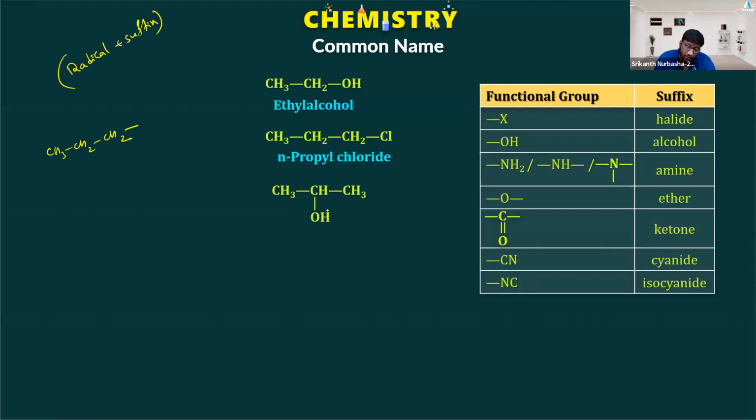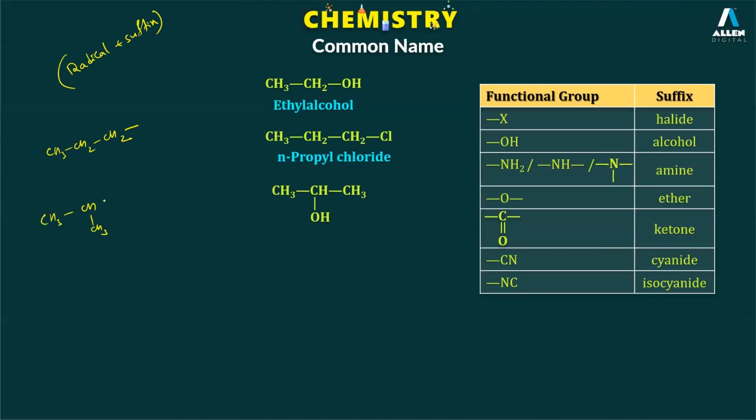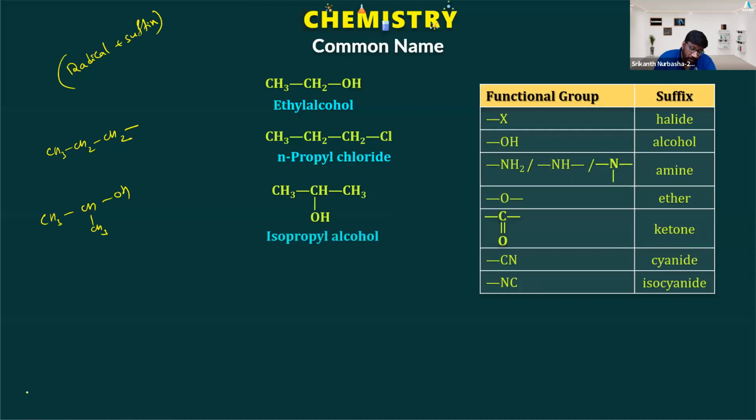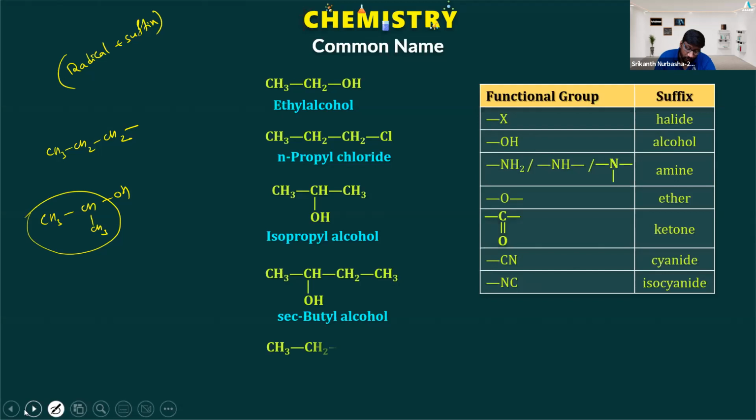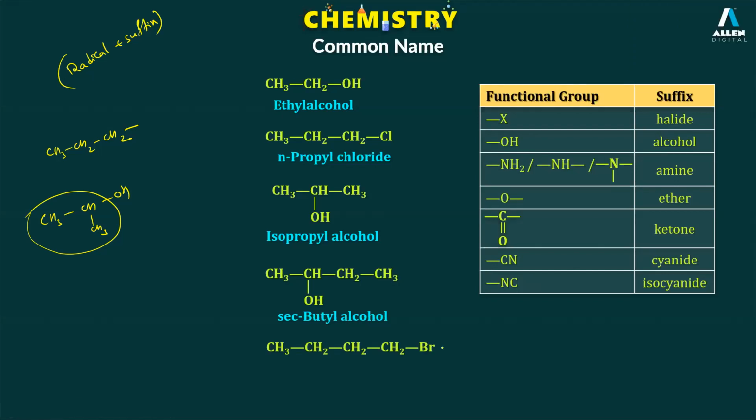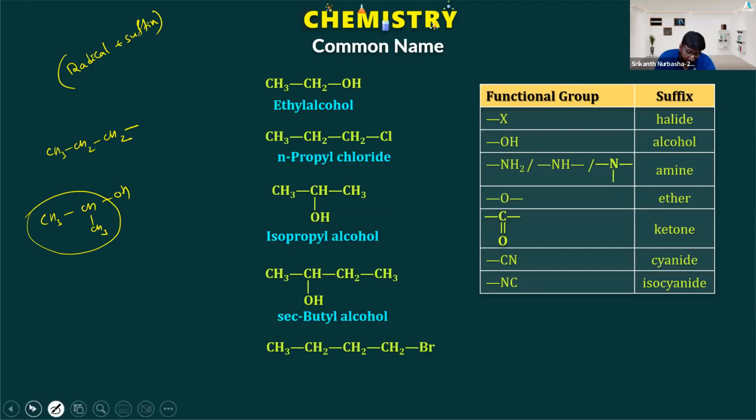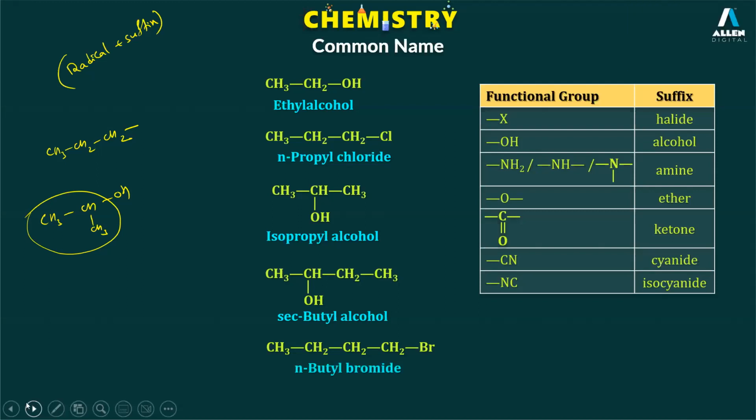CH3, CH, CH3, OH. What is this radical? Isopropyl, and alcohol: isopropyl alcohol. CH3, CHOH, CH2, CH3. What is this? It is not isopropyl, it is secondary butyl alcohol. CH3, CH2, CH2, CH2Br is n-butyl bromide. Very good.